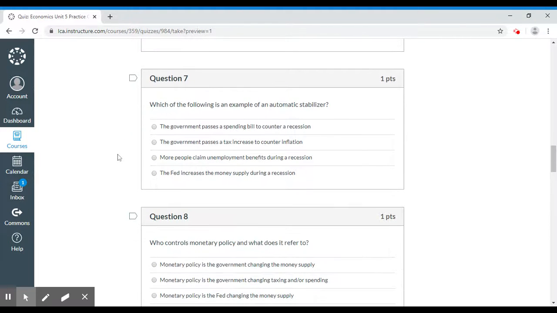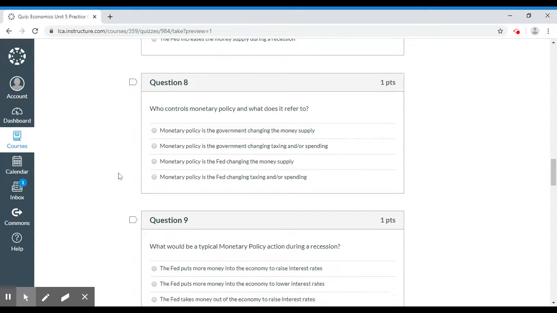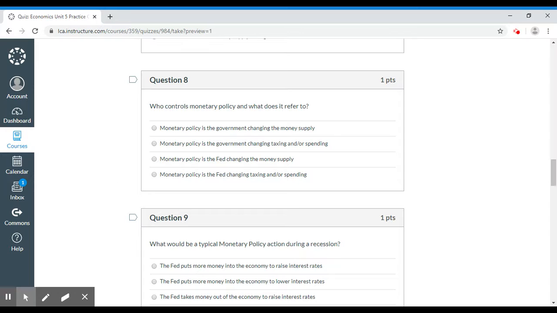expansion. Number seven, the automatic stabilizer here is going to be letter C, more people claiming unemployment benefits. We already have an unemployment system set up. If the government takes no specific action, that happens. The other three options are all specific actions by the government or the Fed.